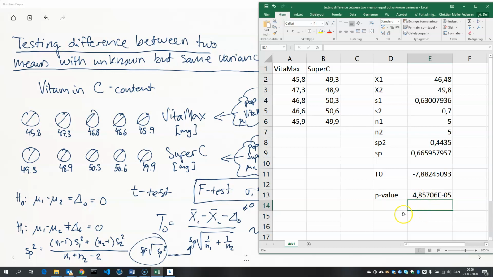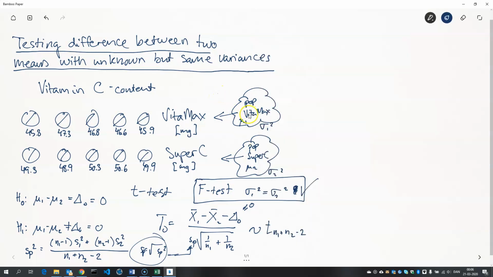So that's a very small p-value. So at a significance level of 5%, we can surely reject the null hypothesis. So the conclusion is that we've shown that the means of these two populations here differ by a significant amount, and by significant I mean at level 5%.